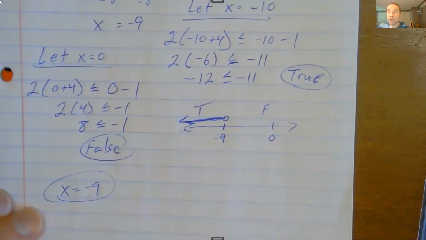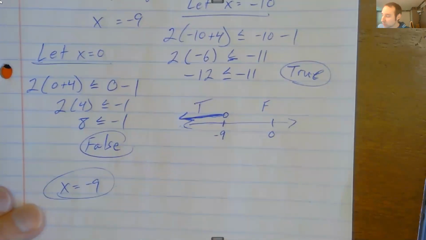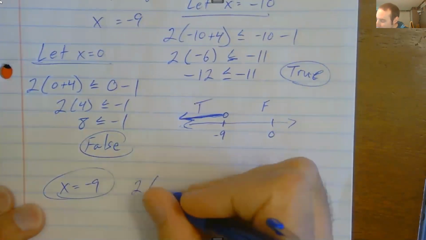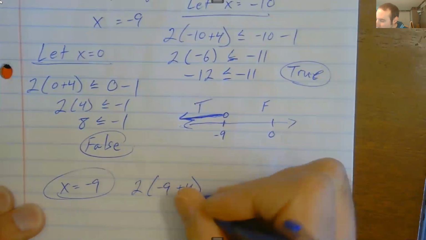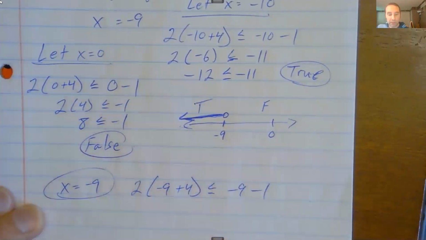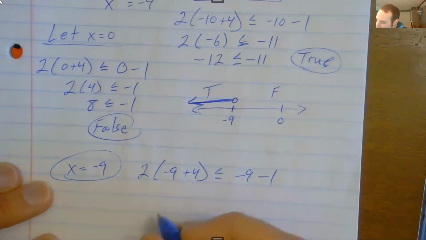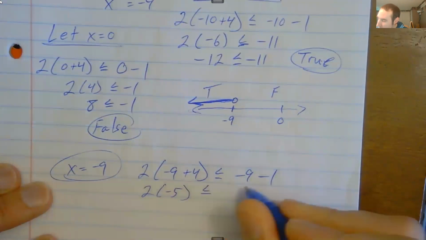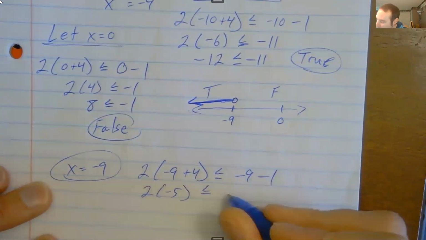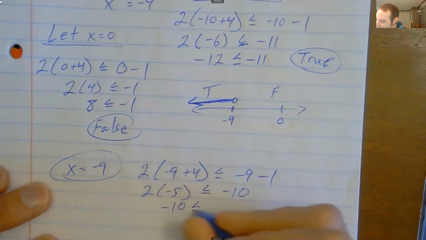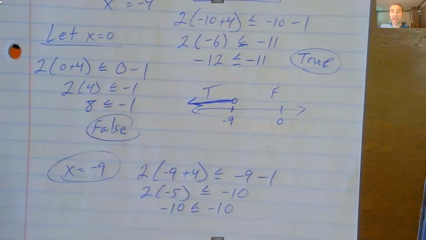Some of you may already know where I'm going with this, but we're just going to try it out. We're going to plug that into my original inequality as well. So I have 2 times -9 plus 4 is less than or equal to -9 minus 1. So -9 plus 4, that's -5. So 2 times -5 is less than or equal to, let's see, -9 minus 1 is -10.